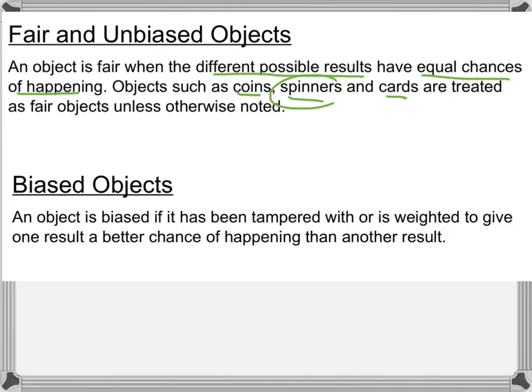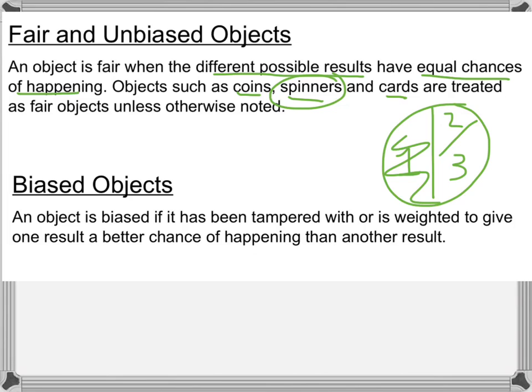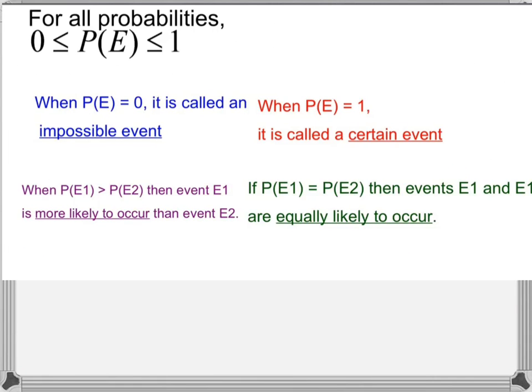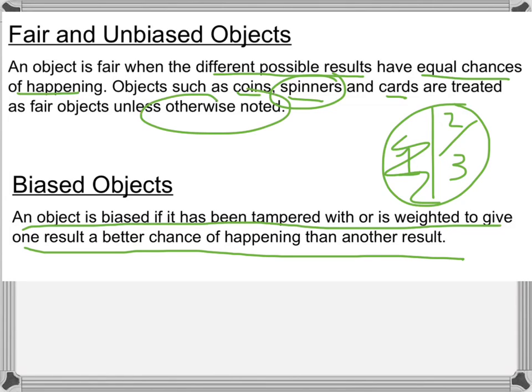The same if you have a spinner. Let's say that you have a spinner and you label this section 1 and this section 2 and 3. Well, getting a 1, a 2, and a 3 are not equally likely outcomes, because 1 is much bigger, and certainly 3 is actually bigger than 2. So the most likely event to happen with this spinner would be getting a 1. So that would be a description of a biased object. It's been tampered with or weighted to give one result a better chance of happening than another result. Okay? Now unless it's otherwise noted, we assume that the objects are fair and unbiased.